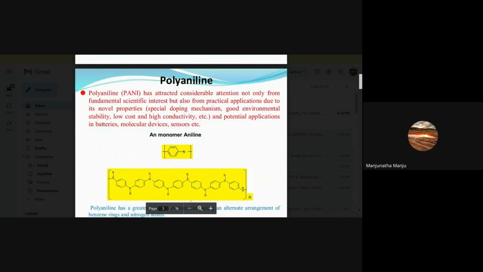Polyaniline has attracted considerable attention not only from fundamental scientific interest but also from practical applications due to its novel properties. What are the novel properties? A special doping mechanism, good environmental stability, low cost, and high conductivity. These are the novel properties, along with easy availability and chemical synthesis.